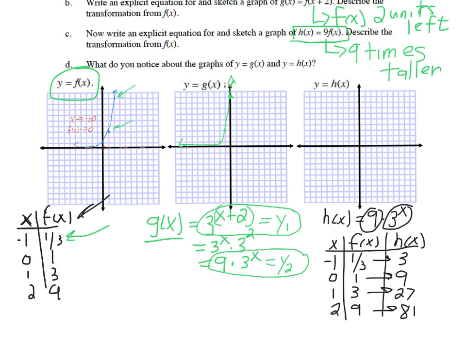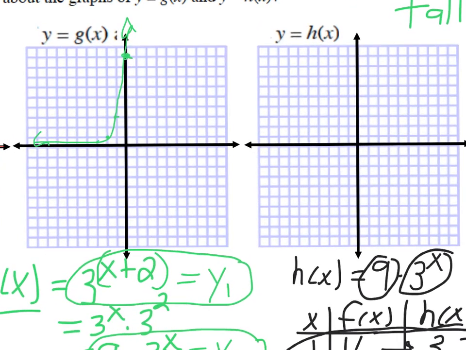Unfortunately, I can only graph the first two because my coordinate plane up here only goes from -10 to 10 for x and y. So let's graph these 2 points, -1, 3, and then 0, 9. And what I notice is I have the same graph as g of x. So my graph looks like that, with that horizontal asymptote on the x-axis.